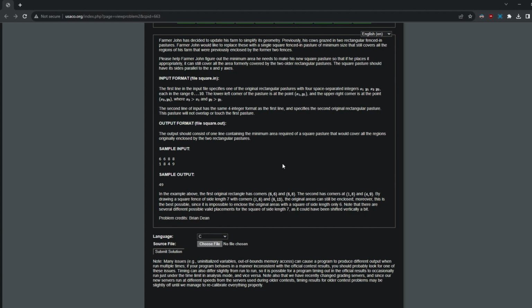After reading this, I'm just going to draw it out so it's much easier to understand. Basically, there are several different valid placements for the square of side length 7, as it could have shifted vertically a little bit. So yeah, this explanation was quite a bit of words. Now let's go ahead and I'll just draw it out for you guys.